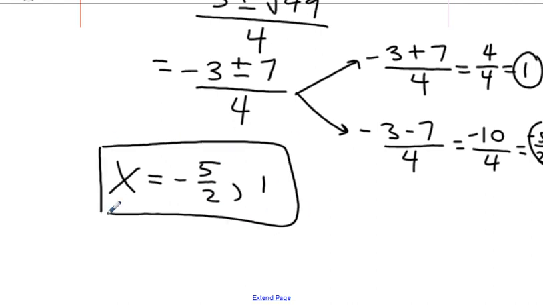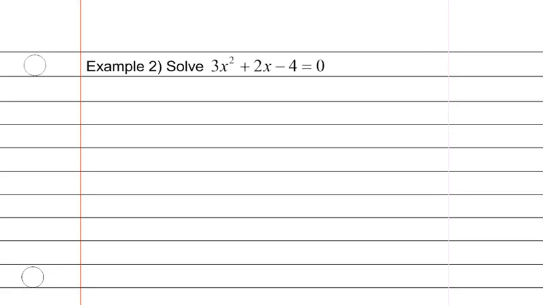Now again, you could have done this by factoring and gotten the same answers, but I just want to show you how to do it so that when you cannot factor, you know how to do it. Okay, so let's look at an example that actually does not factor. So you would know that it does not factor.